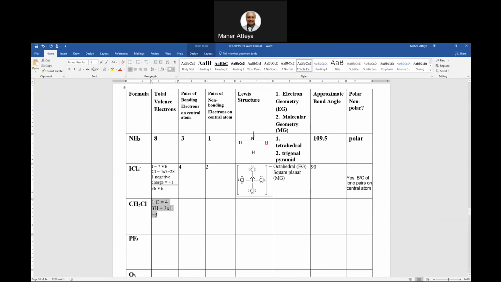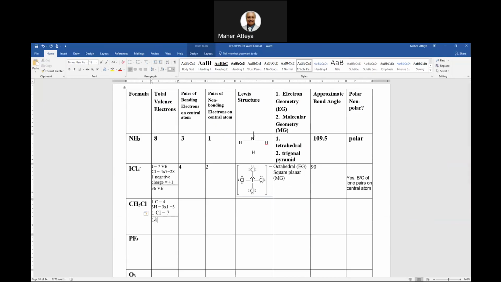Reduce this one here to 10. Okay, and chlorine, how much? Chlorine is 7. So 7. So total is now... how much is the total? 3 and 4 is 7. 7 plus 7 makes 14. So total is 14. So how many bonding electrons are on the central atom?